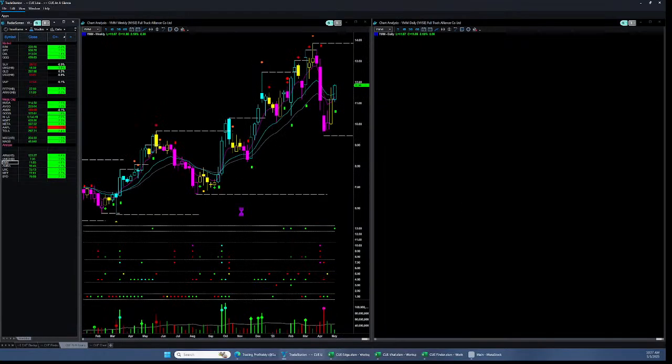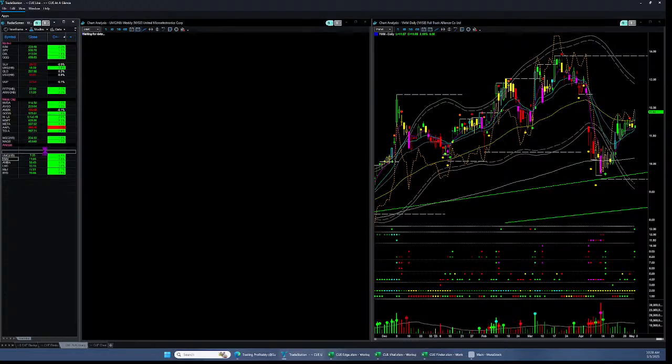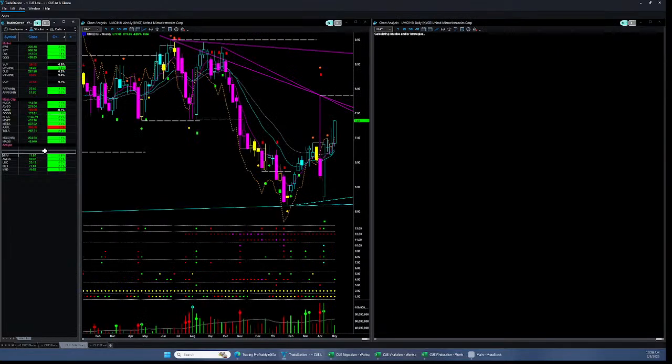YMM, I like this one. I'll come back to this, why I like this one. Let's remove ARM, which is too overbought. UMC, a long tail candle, I didn't like that.